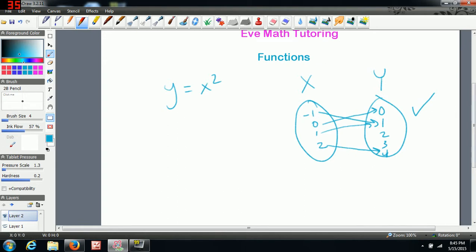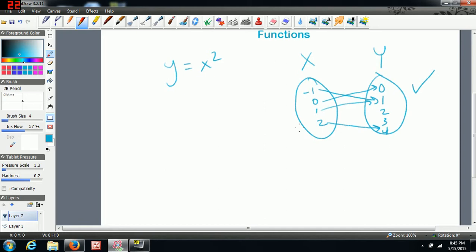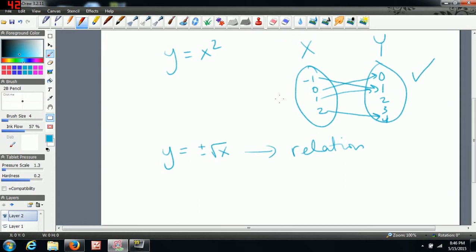Now, what you're not allowed to have in functions is the following. I'm just going to show you an example. You are not allowed to have one x value going to two different y values. So for example, if you have the equation y equals plus or minus root x, this is not a function. And if an equation is not a function, then it is considered a relation. The reason it's not a function is that when we draw this one out in diagram form, we see that, for example, if my x value is 4, the root of 4 is both negative 2 and 2. So this goes to two different y values.